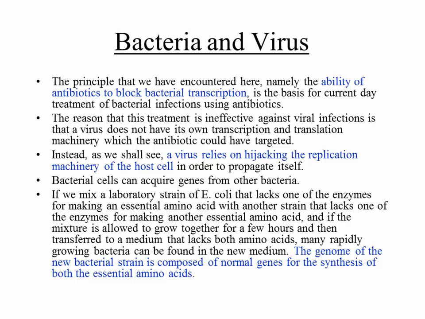For example, if you mix a laboratory strain of E. coli, that's the model organism of choice as far as prokaryotic organisms are concerned, that lacks one of the enzymes for making an essential amino acid. An essential amino acid is an amino acid that you have to supply to the bacteria. That's not something it can synthesize from scratch from other amino acids, so you have to supply it in a ready-made form.